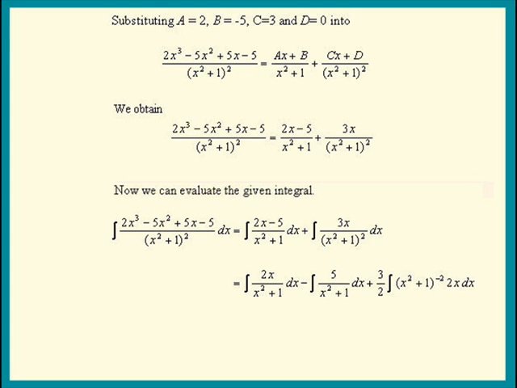The answer is log of x squared plus 1. We don't need the absolute values because x squared plus 1 is always positive. Minus 5 arctangent of x minus 3 divided by 2 times x squared plus 1 plus c. QED.